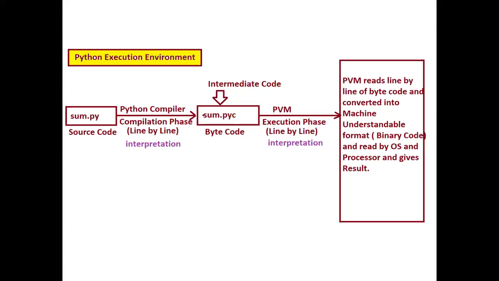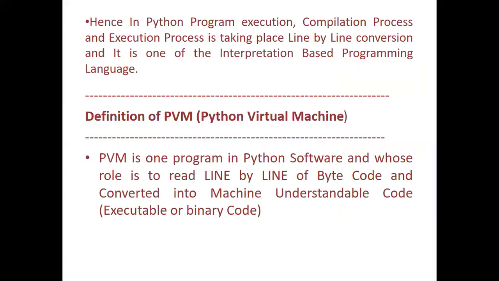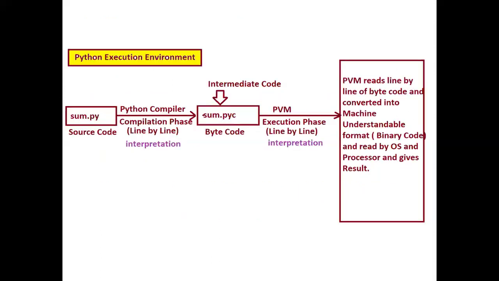After that, the PVM execution phase takes place, where the PVM reads the bytecode line by line and converts it into machine understandable format, which is read by the OS and gives results. PVM means Python virtual machine. PVM is one of the Python software components whose role is to read the source code line by line and convert it into machine understandable code, that is executable or binary code.